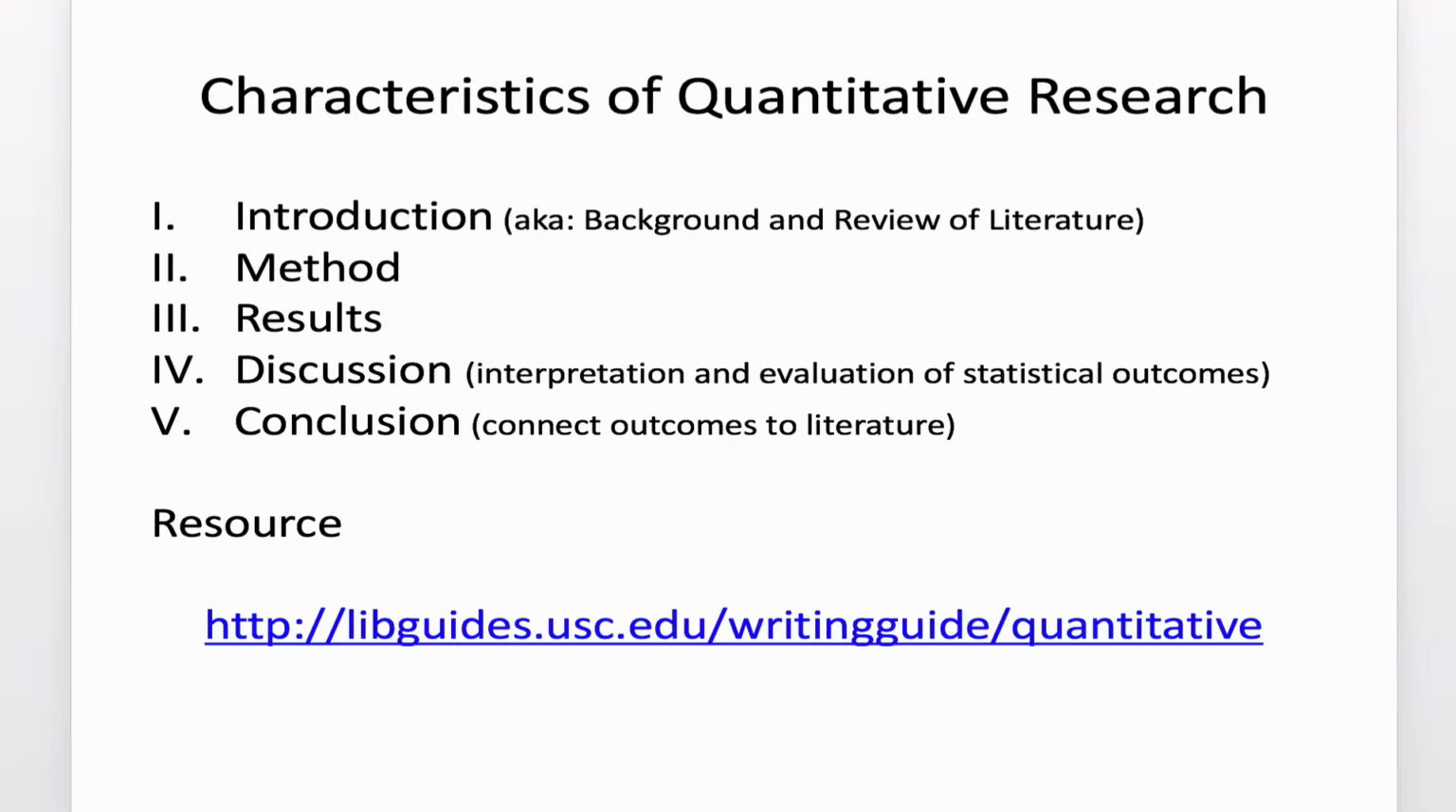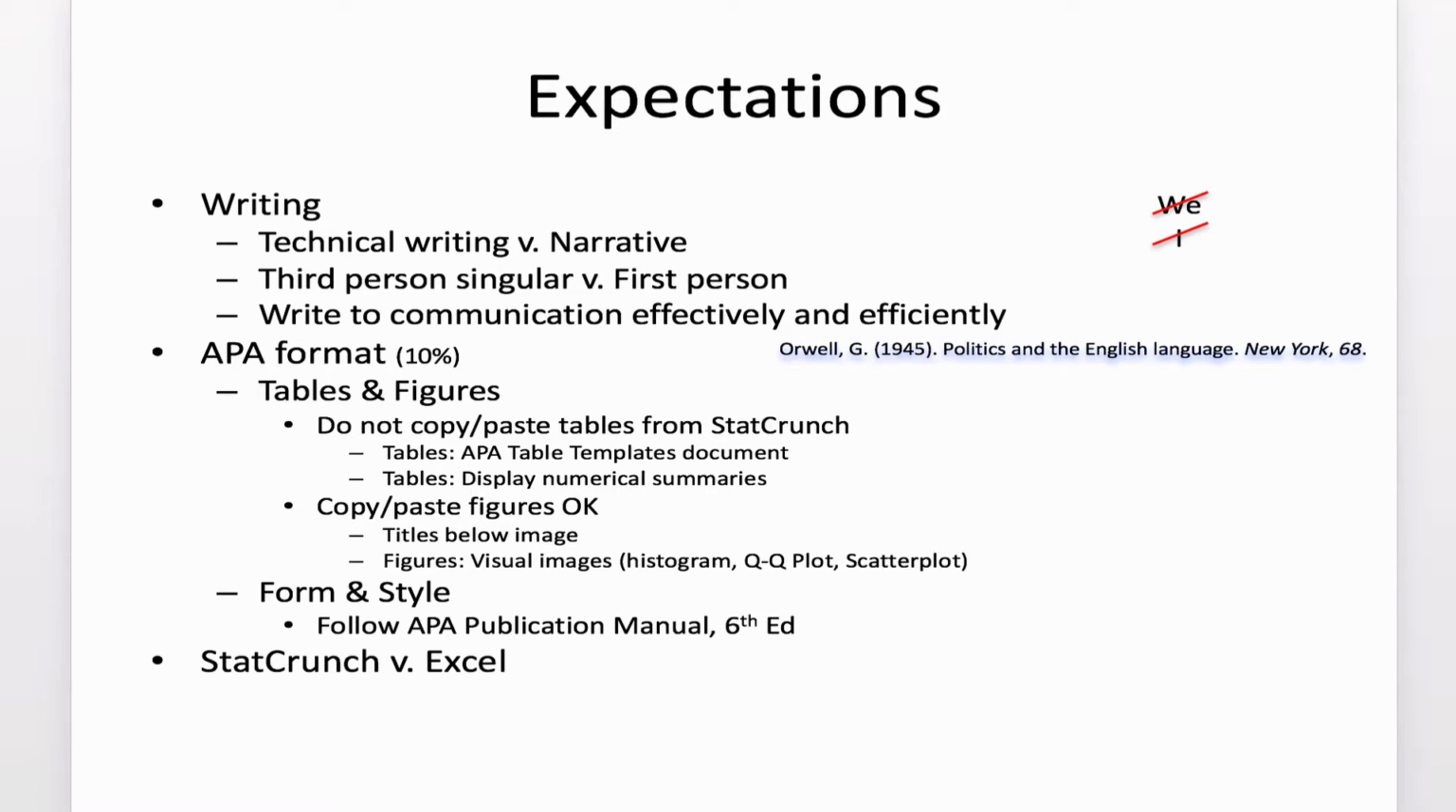I'm just pointing here, you can take this website down and use it as a resource later, but what it talks about is the organization of an empirical quantitative research article: the introduction, the method, results, discussion, and conclusion. Those 5 things are consistent in nearly all empirical research. And this is the method that you will follow in many of your assignments.